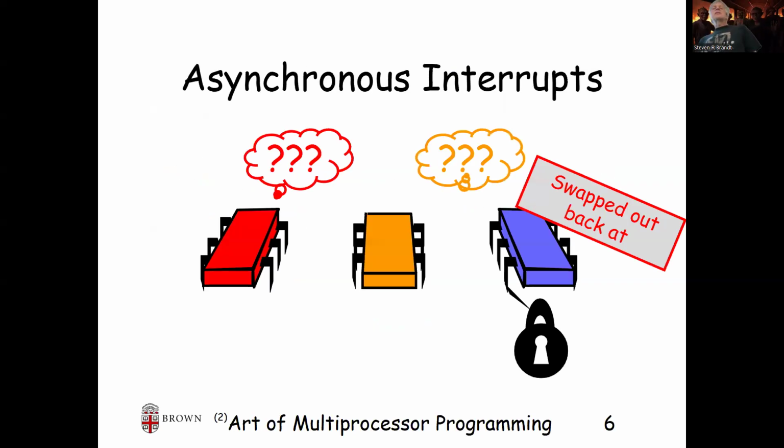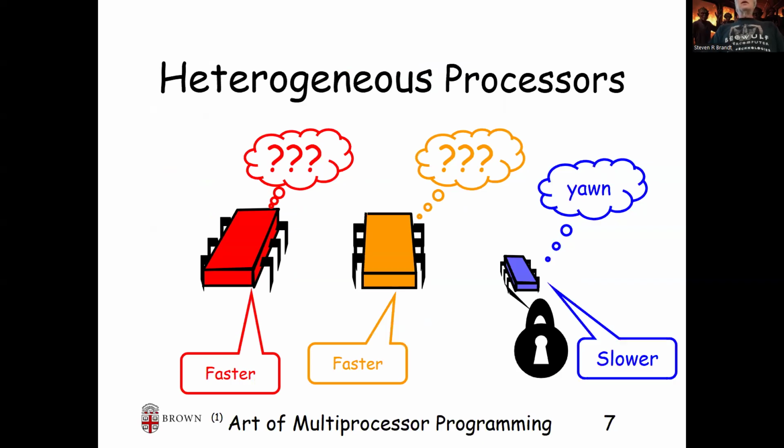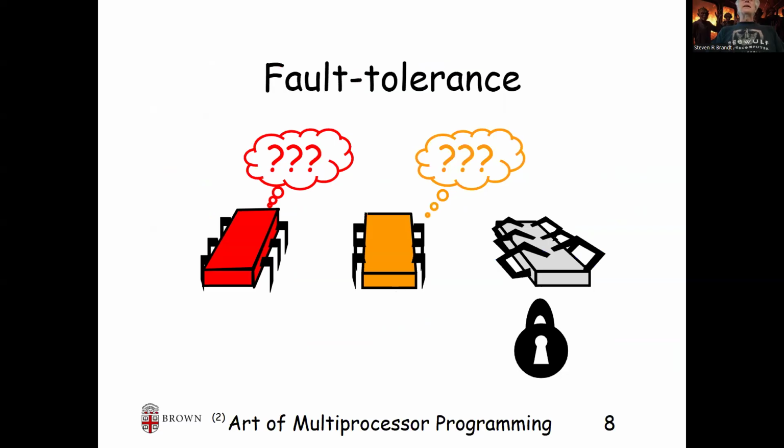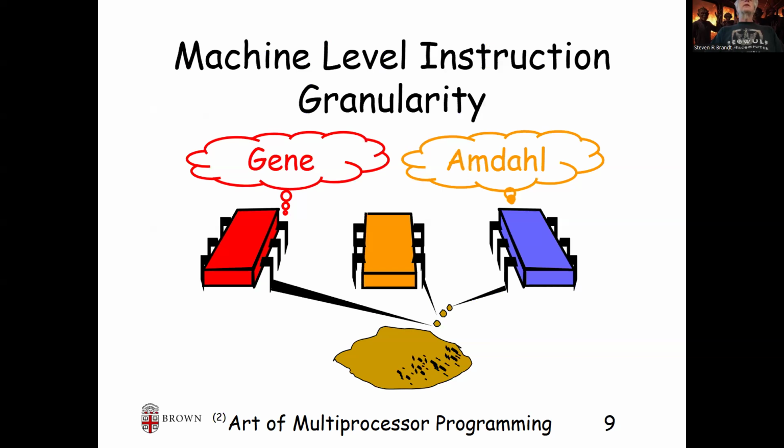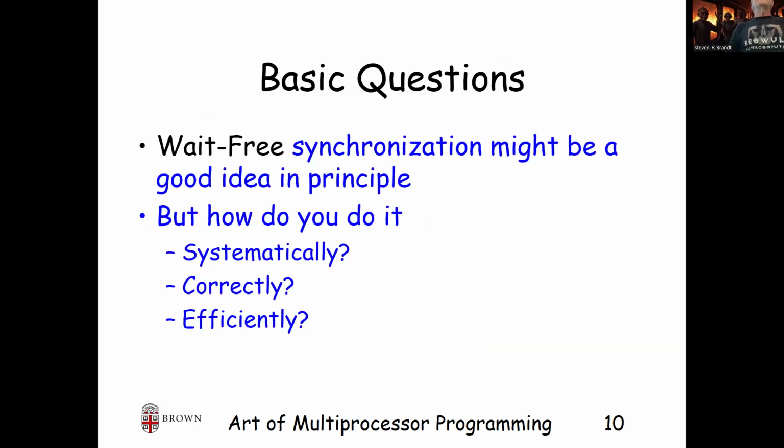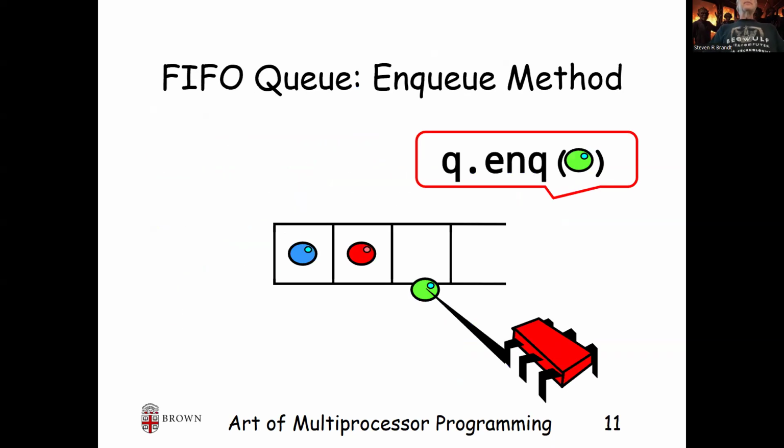Okay, so asynchronous interrupts. One processor can swap out, and if it's holding the lock, then everybody is stuck. Or it can be running slower, or it can die. Something can go wrong with it, and it can just stop functioning. And if it's holding the lock, that's the end, right? And we've talked about Amdahl's law and how much it hurts us to have any sequentialized piece of code. So wait-free synchronization might be a good idea in principle, but how do you do it systematically, correctly, or efficiently?